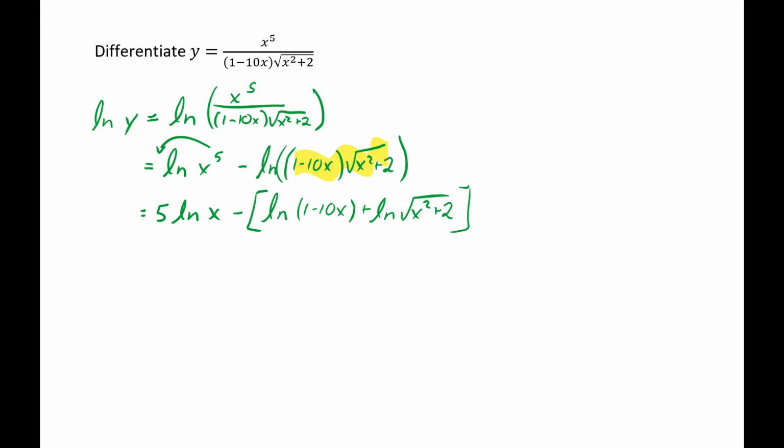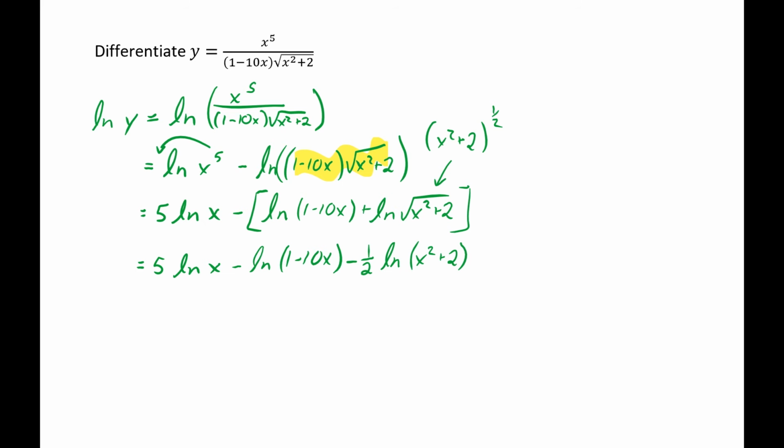So I'm going to distribute that negative: 5 natural log of x minus natural log of 1 minus 10 to the x, and that's going to be minus, and hey, while I'm here, I'm going to do another property. So this is the same as x squared plus 2 all to the 1/2 power. So I can bring that 1/2 out front, and I have this. And notice I got my negative distributed. And I'll put my natural log y.